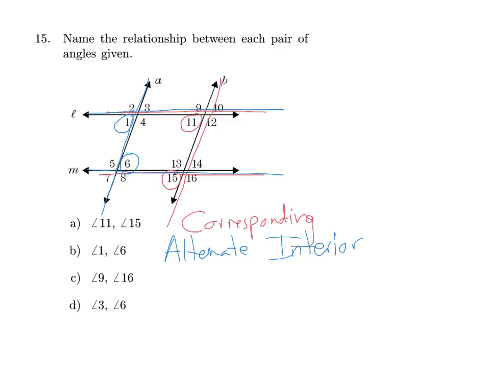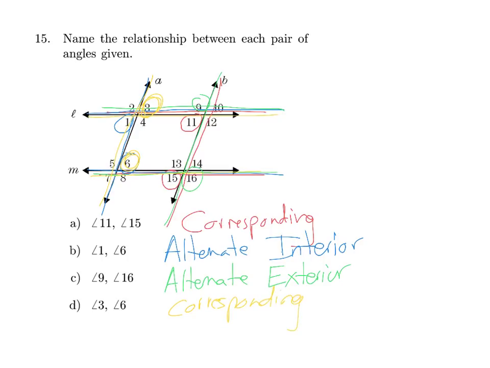All right, then I have 9 and 16. Those are my parallel lines. That's my transversal. Alternate exterior. All right, and then I have 3 and 6. Here I have my parallel lines. Those are corresponding. Just as a little side note here, what would these two be? Those would be consecutive interior. They add up to 180 degrees. The rest of them are equal.